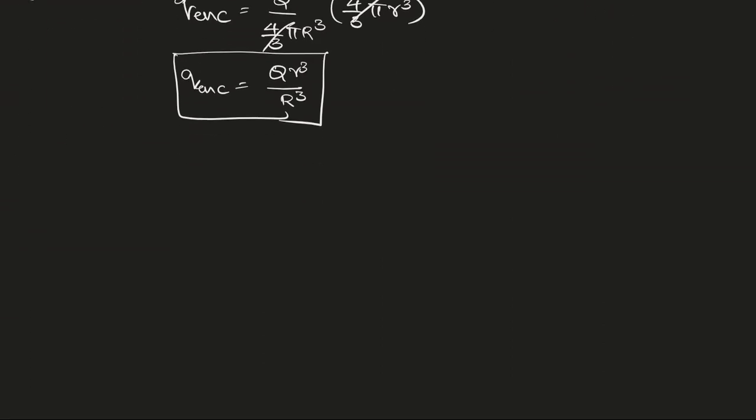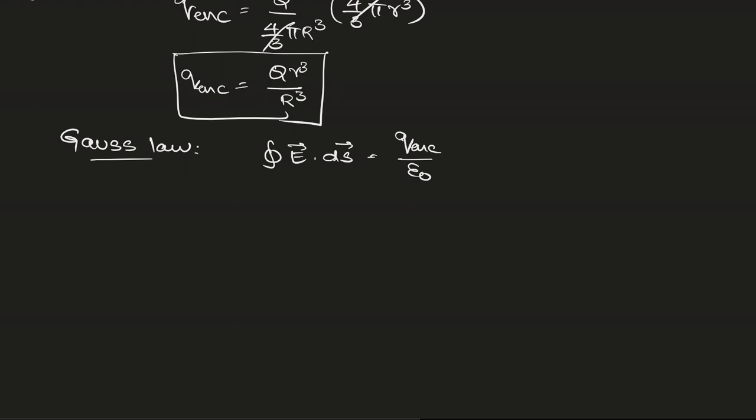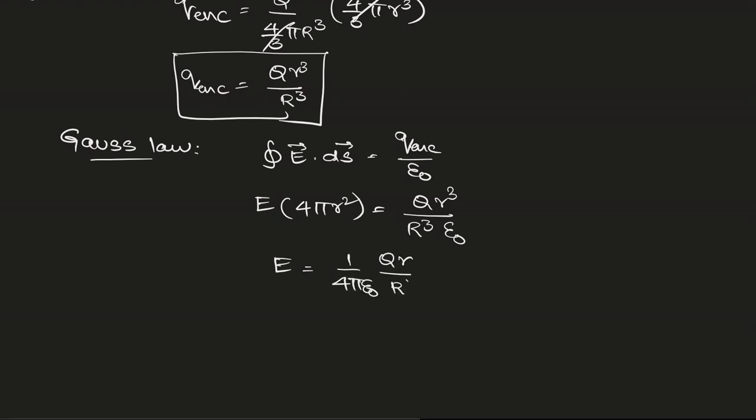From Gauss law, integration of E bar dot ds bar will be equal to Q enclosed by epsilon naught, or E into surface area of a sphere, which is 4 pi r square, will be equal to Q r cube by R cube epsilon naught. So we can write like this: electric field will be equal to 1 by 4 pi epsilon naught Q r by R cube.